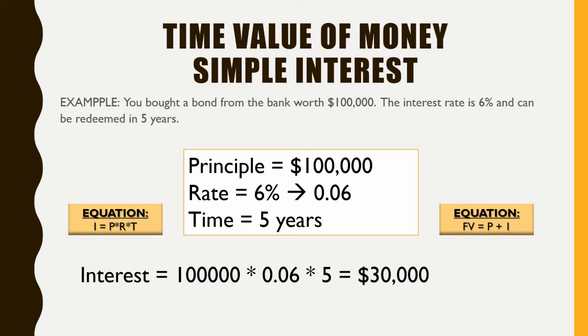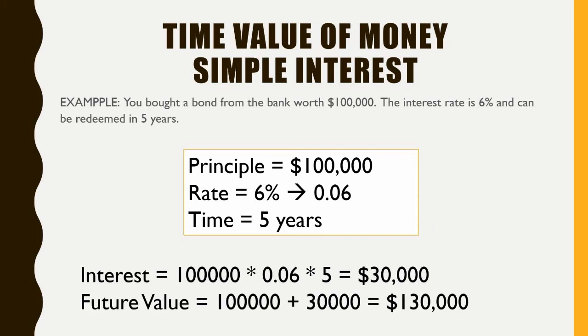Now, how much it's going to be worth in 5 years is pretty straightforward. My future value is going to be my principal plus my interest. So in 5 years, if I want to check on the status of my bank bond, it should reflect $130,000. So when I redeem it, I'm redeeming $130,000 as opposed to my original investment of $100,000. And that is simple interest. Any questions there? No. Okay, pretty straightforward, right?